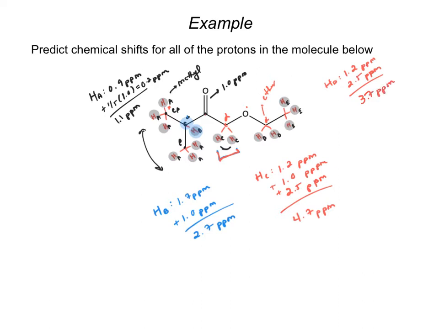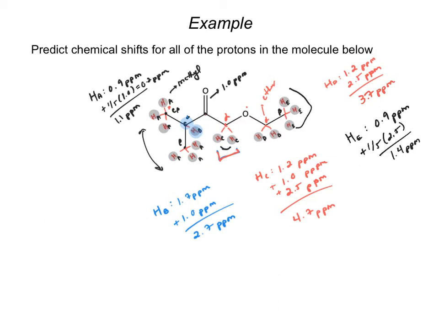And then finally, we move out to these HEs. We'll go back to black. These HE are methyl protons. Normally, we find them at about 0.9. Now, they are beta to an ether. So because of that, we'll add 1/5 of that 2.5, which gives us 1.4 parts per million.